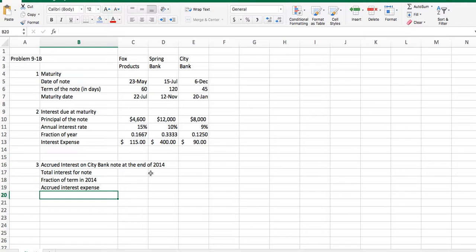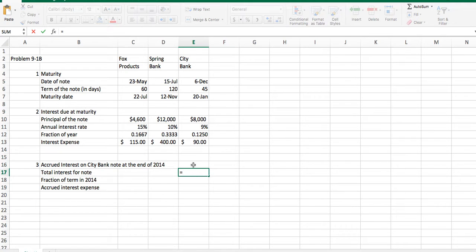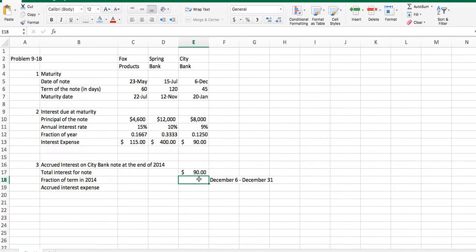What they've done here is they've said, okay, what's the total interest? Well, the interest is $90. What fraction of the term happened in 2014? This would be from December 6th through December 31st, or 25 days of the 45 days. It's a 45-day note. Then we simply multiply that times that, and we know that $50 is accrued.